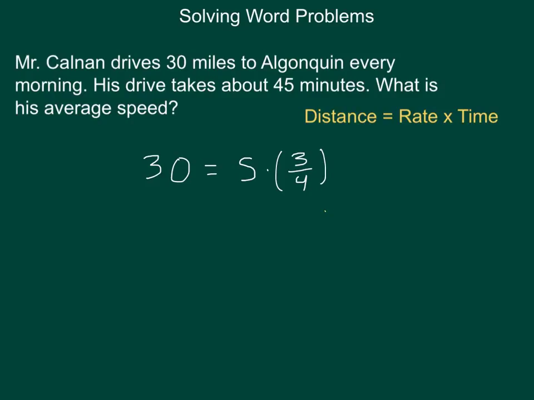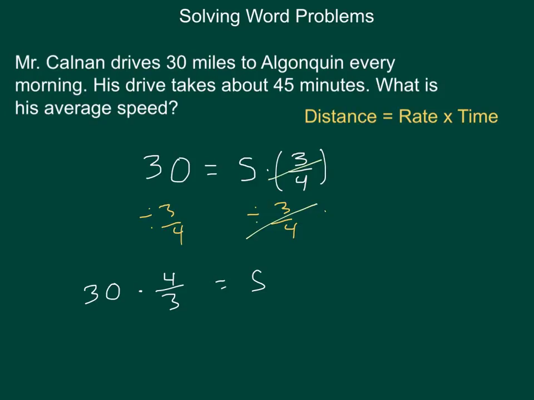So now in order to solve for the s, I have a multiplication that I need to get rid of, so I'm going to divide each side by 3/4. Doing that will cancel out these two fractions here, and I have to think about what does it mean to actually divide a number by a fraction. Well, remember that dividing by a fraction means multiplying by the reciprocal. And so 30 divided by 3/4 becomes 30 times 4/3.